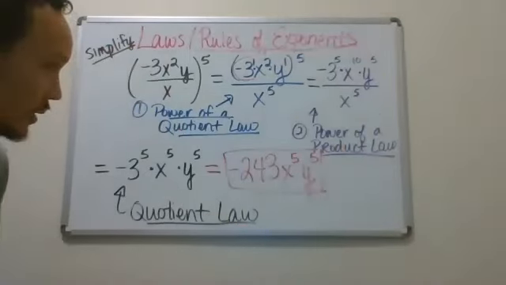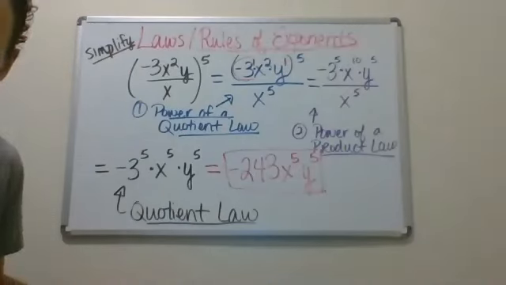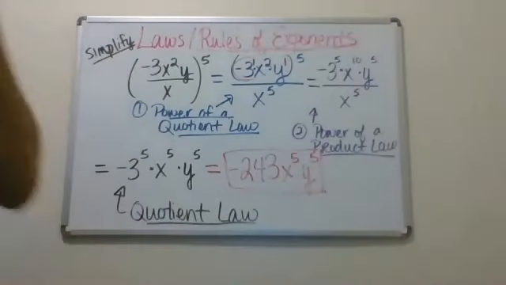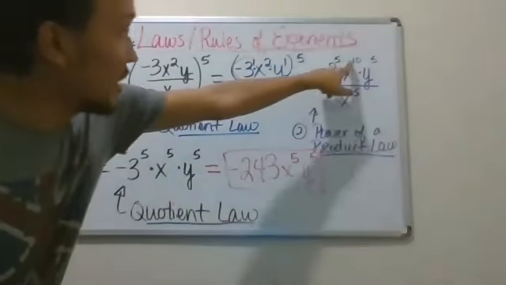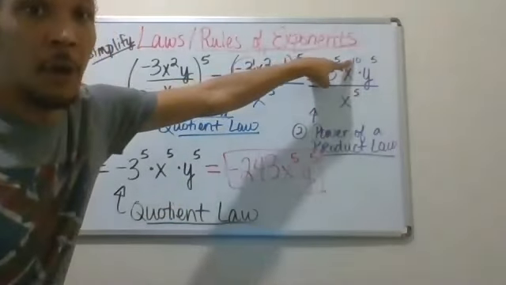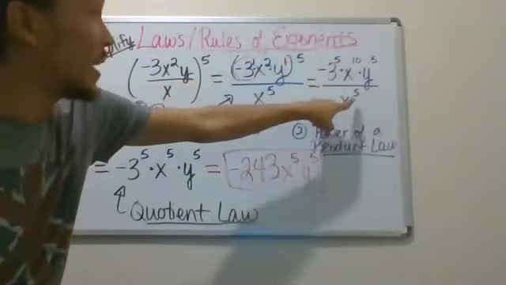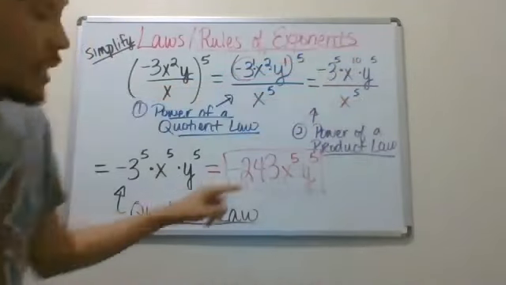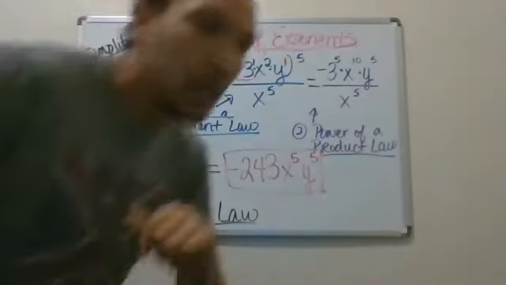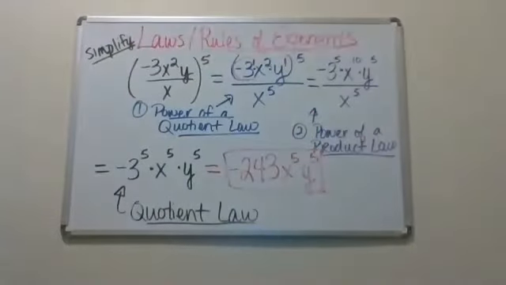Yes, sir, Zero. So in order to get x to the 5th power, you just subtracted the... Yep, I utilized quotient law, and quotient law states that we take the exponent in the numerator and subtract the exponent in the denominator. So 10 minus 5 gave me a value of 5. Okay. Any other questions?